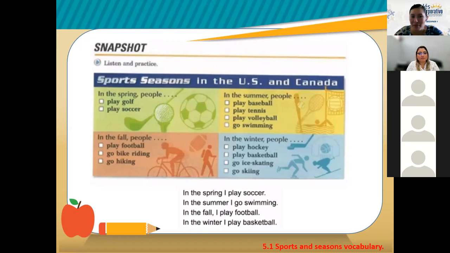Now, what are the type of sports that we play in El Salvador, right? Those are the sports that they play in the United States and Canada. And then we have the ones that probably we play here, okay? So what are the sports that are popular or that we play in El Salvador? The soccer. Soccer. Okay, very good.